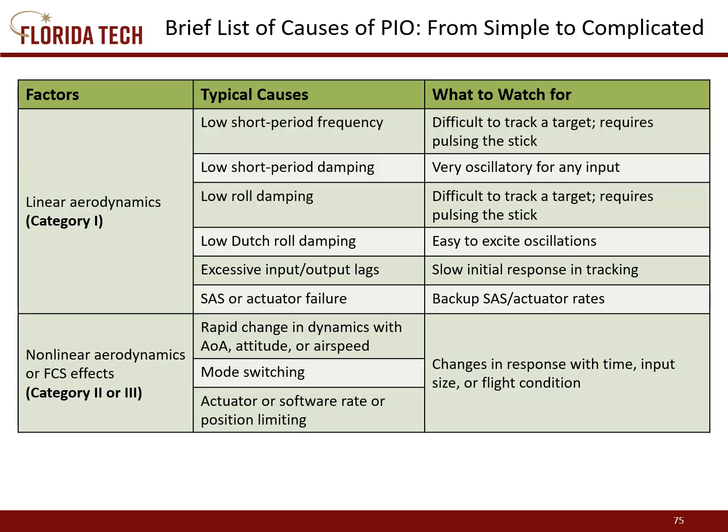So here's a brief list of some of the causes of PIO, from simple to complicated. There are different factors and different categories, whether it's a linear effect or a nonlinear effect. And here are the typical causes. You can see things that we've just studied as far as modes and motion in terms of short period, roll damping, and Dutch roll can be the causes. And then what to watch out for is shown here on the right. In the case of nonlinearities, a lot of times you'll get a nonlinearity from a mode switch, or like we saw, an actuator or software rate limit is a nonlinear effect as far as the cause. And you can see what to watch out for and different pilots to be concerned with.